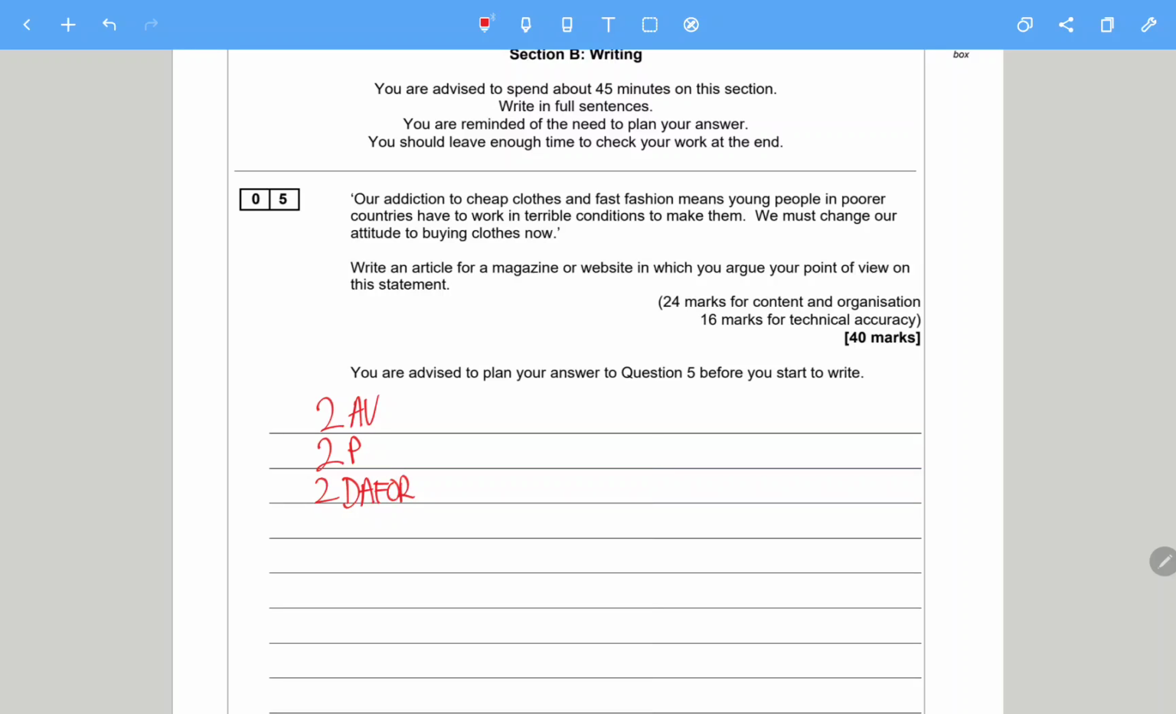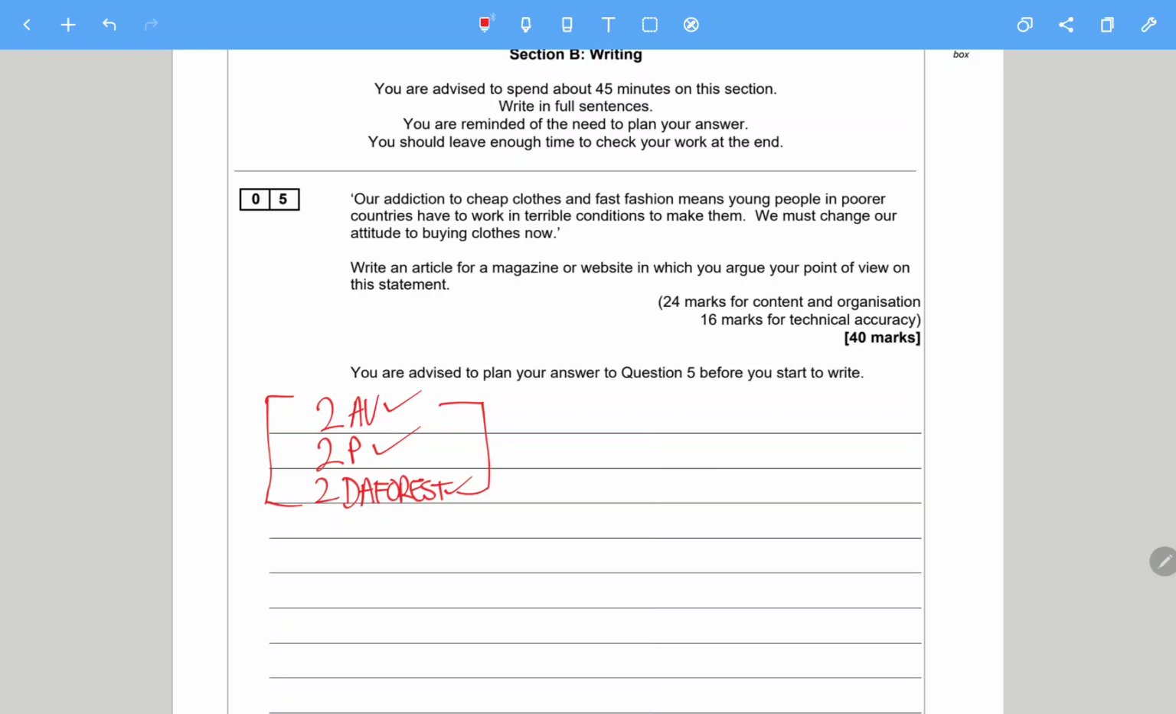So this is what we have just gone over. You have to use at least 2 types of DAFOREST techniques. Now, your individual paragraphs need to show examples of all of these. Okay, so 2 ambitious vocabulary. Ambitious vocabulary is highly descriptive words. And then you've got 2 punctuation, at least 2 types of punctuation in your paragraph. And finally, 2 DAFOREST. So again, a variety of language techniques.